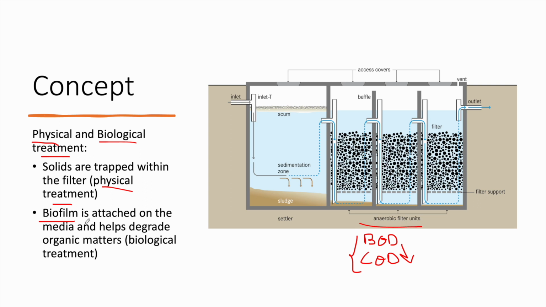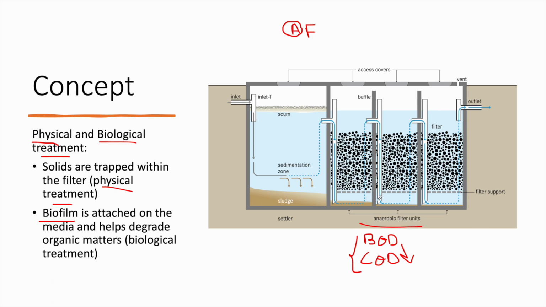This biofilm will be formed anaerobically. This is why we call it an anaerobic filter. When we say anaerobic, we don't have the presence of air. As you can see, we don't have air blowers, we don't have air diffusion. We have anaerobic conditions, so no air, and we will have the formation of anaerobic biofilm, which is a type of bacteria that is formed in anaerobic conditions.